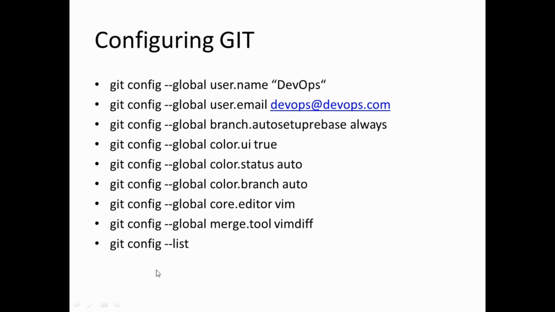Then, to see all this config, you can do a git config -f list. So this is going to show you all the configurations. Okay, so you can just have a look at this. I can do these commands one time.